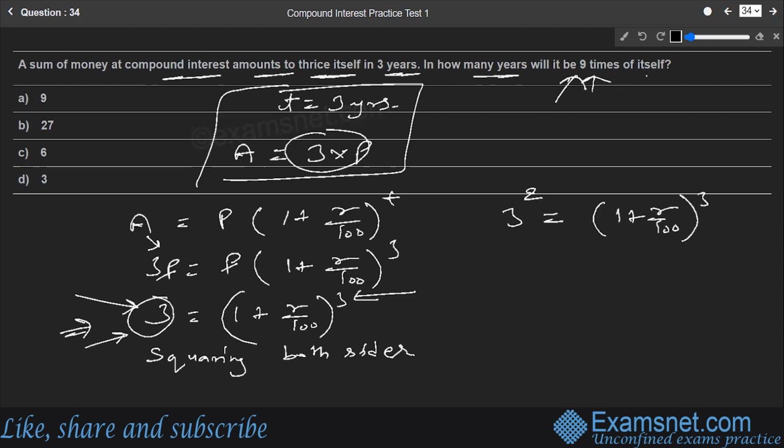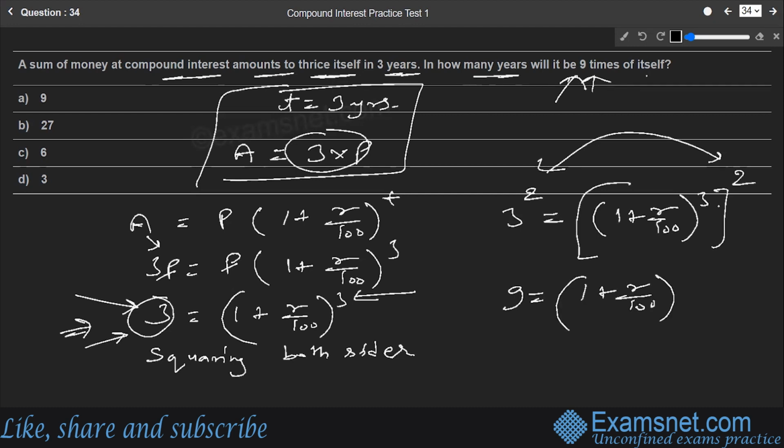Already there was a power 3, and if you do the square of it, there will have to be a square ahead. So now both the squares have been added up. So on the left hand side, I receive 9, which is what I wanted. The amount should become 9 times. And what I'm getting on the left hand side is 1 plus r over 100.